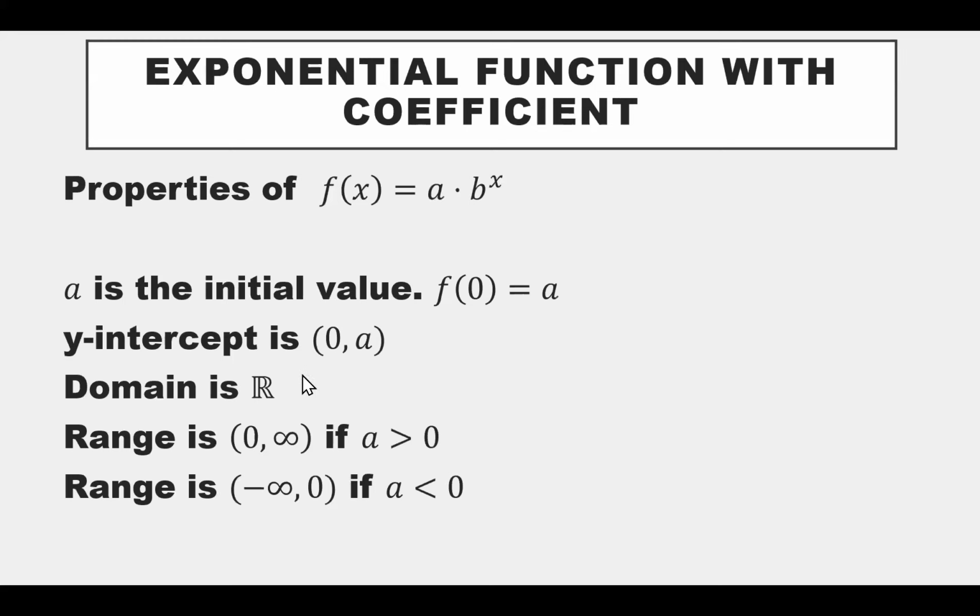The domain is still all real numbers. The range is either going from 0 to positive infinity if a is a positive number, or it goes from negative infinity to 0 if a is a negative number. Because if a is negative, then this represents a flip across the x-axis. I bring up this transformation in particular because this is one that we'll see a lot. Just having a coefficient out front of my base exponential function.